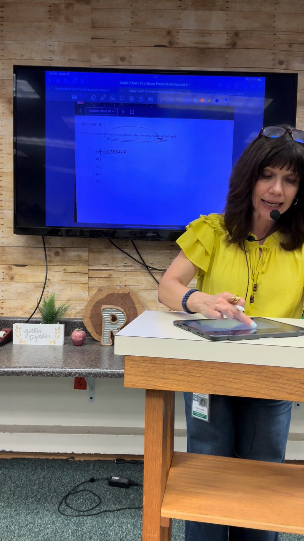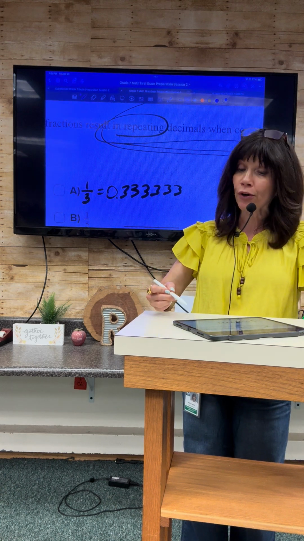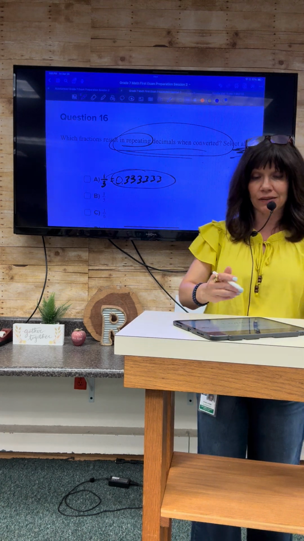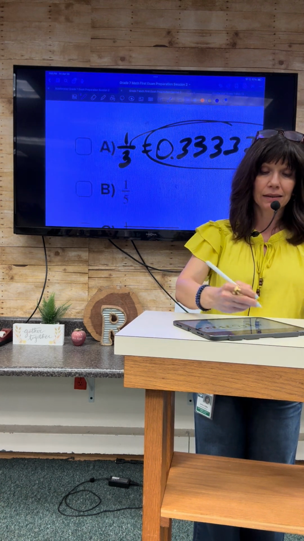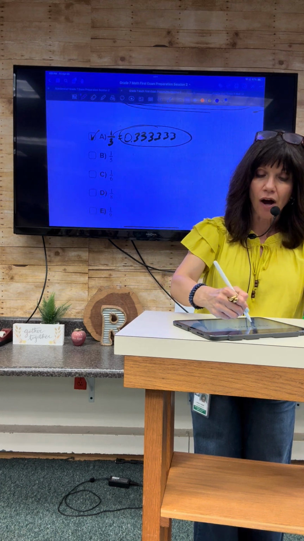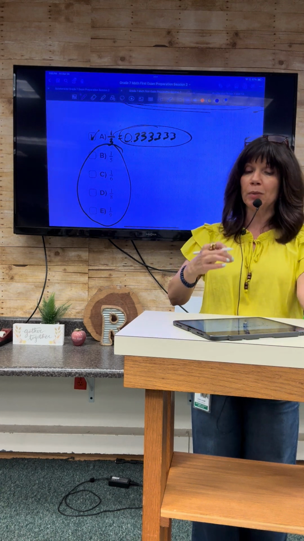Will you pick A? Well, what did it say? Which fractions result in repeating decimals when converted? Class, is this a repeating decimal? Yes. So will you pick A? Yes. Please do the same process with options B, C, D, and E. Pick every one that has a repeating decimal.